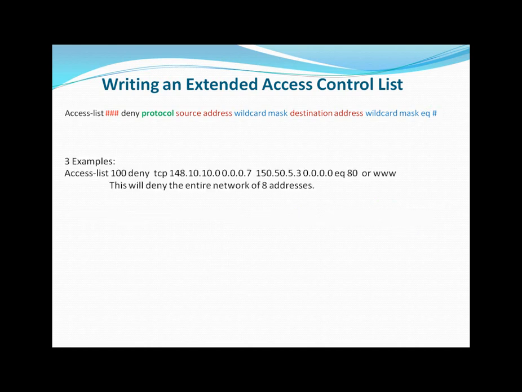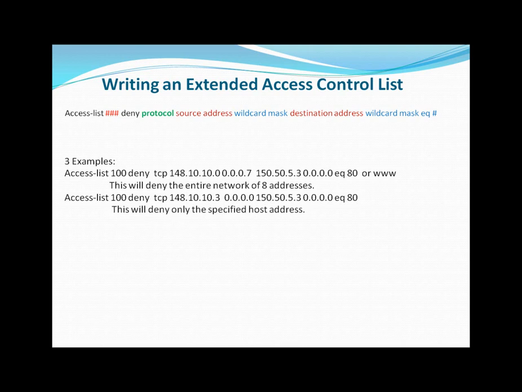3 examples. Access list 100. Deny TCP 148.10.10.0 with a wildcard of 0.0.0.7, 150.50.5.3, quad 0, EQ 80, or I could have went EQ www. This would deny the entire network of 8 addresses.